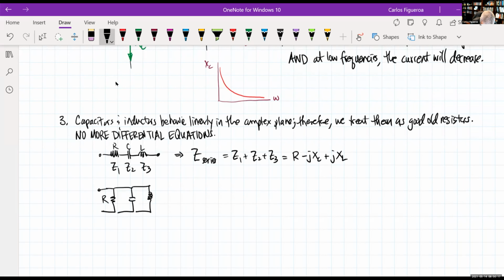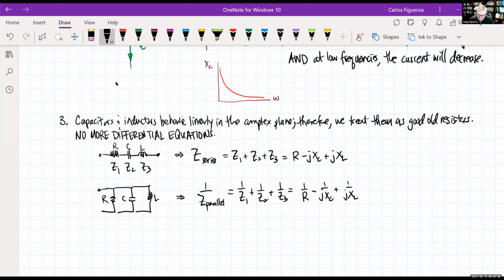So if I have R, C, and L, then I know that Z parallel is literally Z1, Z2, Z3, which then just means R minus JXC plus JXL, and that's where we're at.